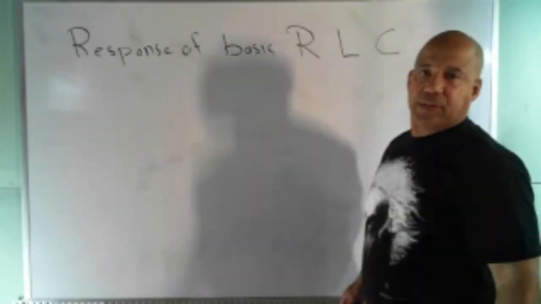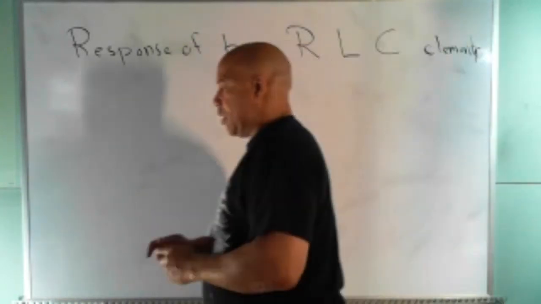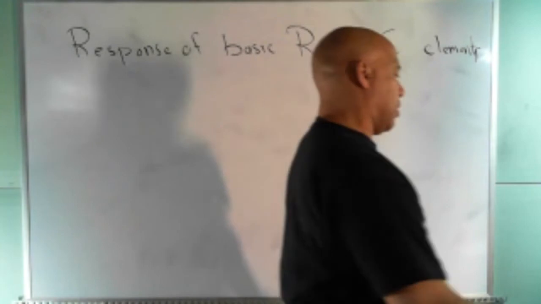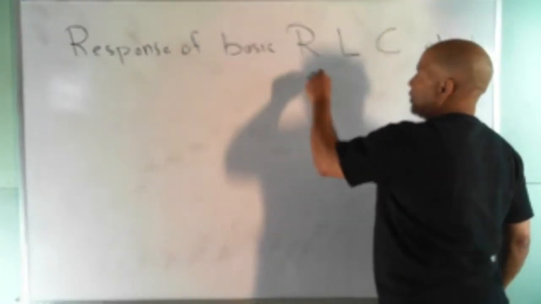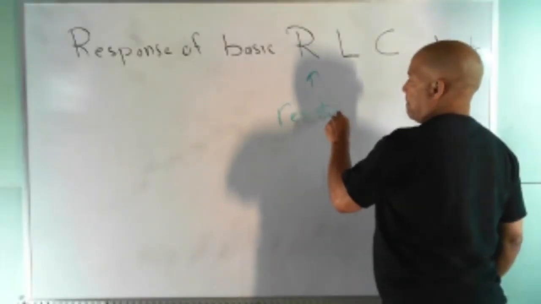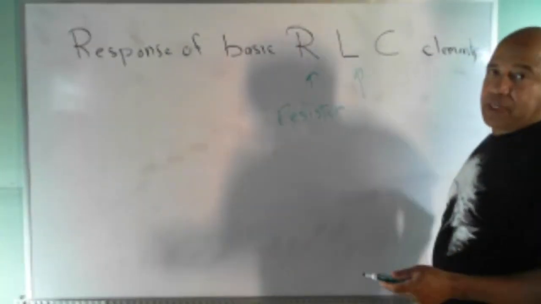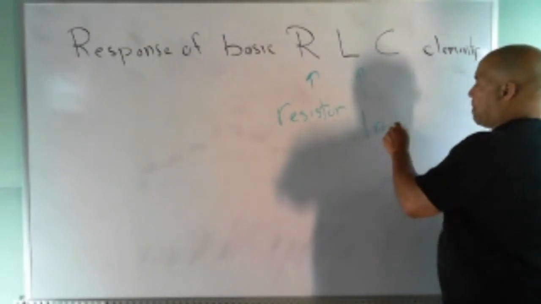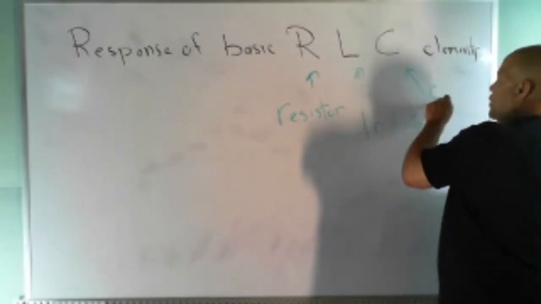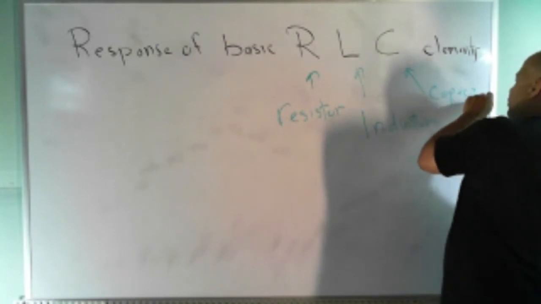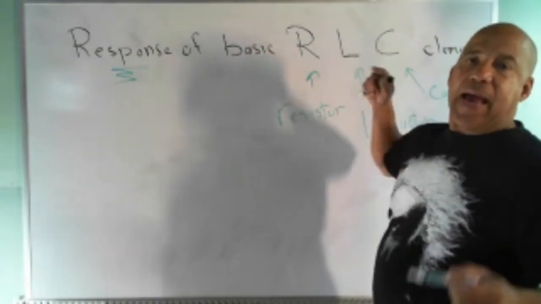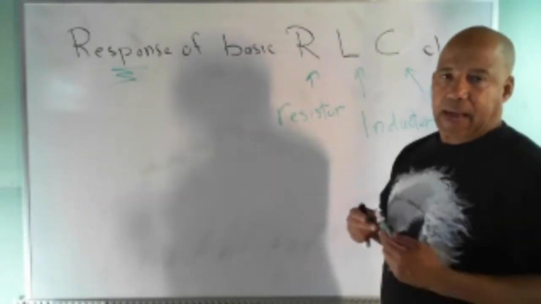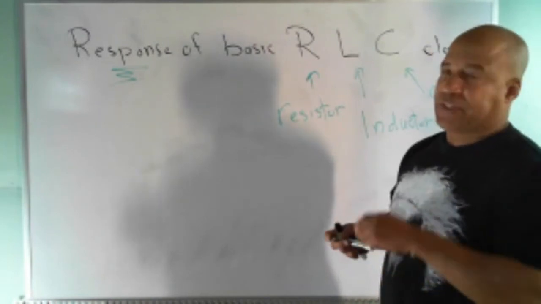And what does that mean, the response of basic R, L, C elements? Well, you know what the R, the L, and the C mean from before, from DC. R is a resistor. L, we didn't do a whole lot with inductors, but you know L is an inductor. And C is, of course, a capacitor. So the word response, what they're asking is, how do resistors, inductors, and capacitors behave in an AC circuit? That's what that means, response of basic RLC elements.